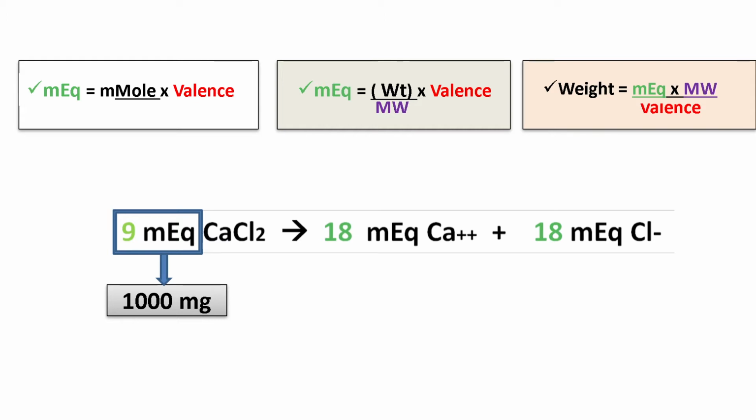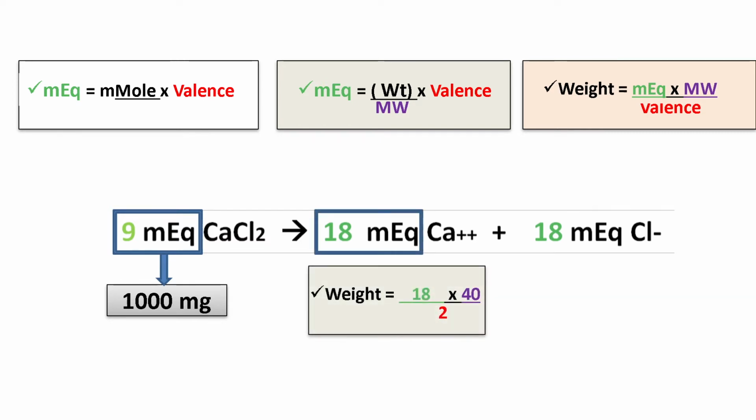Now we use the weight formula here to find how much 18 milli-equivalents of calcium ions weigh. In the milli-equivalent part, we write 18, which we multiply by the molecular weight, and we divide it by the valency of calcium, which is 2. We get a value of 360 milligrams.